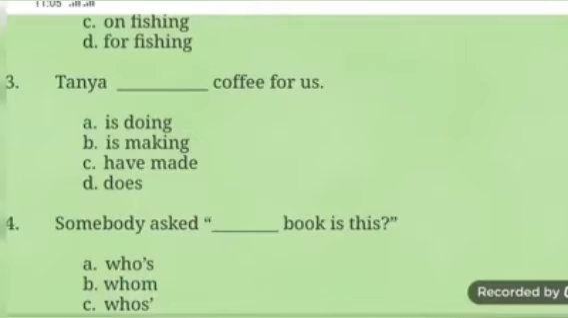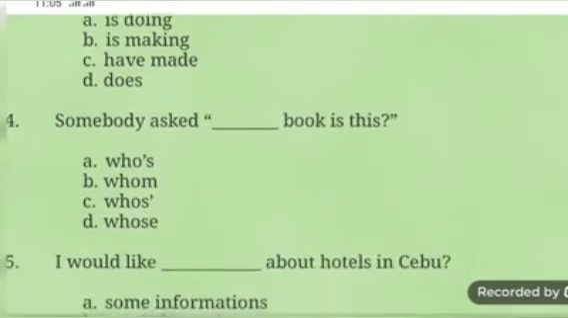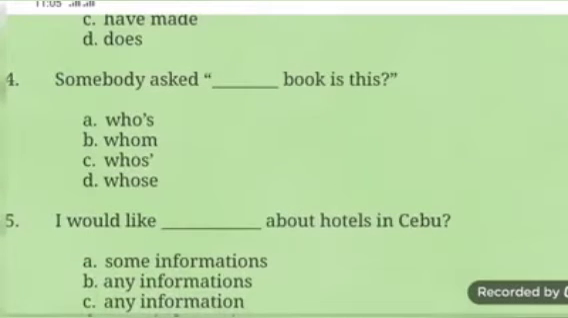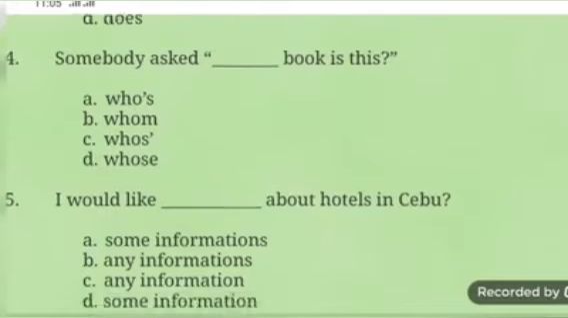Create. The verb make. So here, Tanya is making coffee for us, not doing. Somebody asked, blank book is this? Here we're referring to the possessive form, and that is whose. That's letter D. Whose with letter A is a short form or contracted form of who is. So here we are asked to find the possessive form, and that's whose, which is letter D.